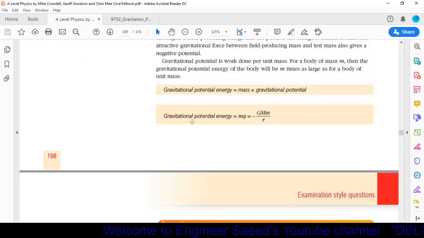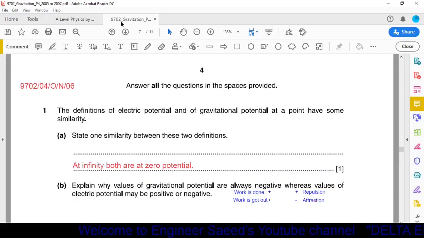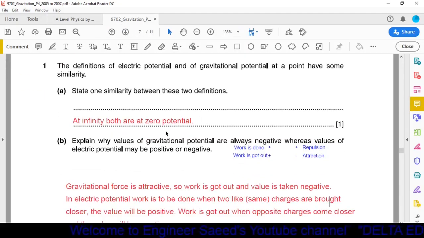This is gravitational potential, it is taken negative because it is always attractive. So for attractive force, the value is considered negative. Now electric force may be positive or negative because electric force may be attractive or repulsive.